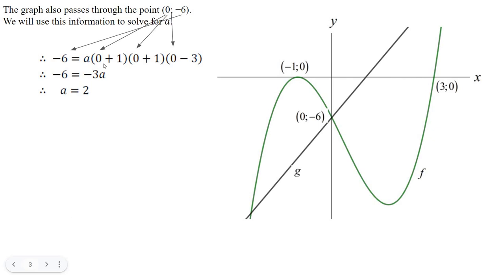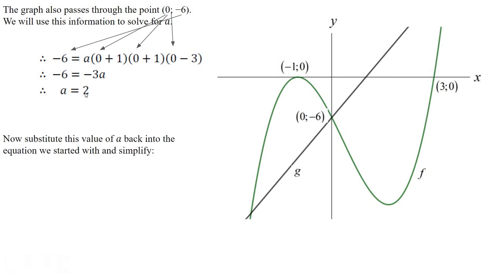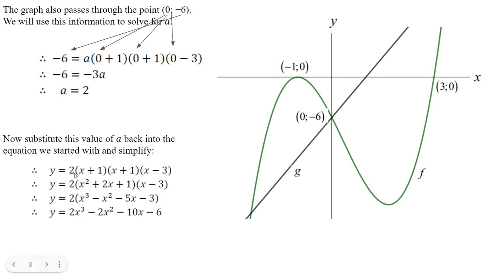Right there. And then, okay, this is just going to be 1 times, it's just going to be minus 3a. Divide by minus 3, a must be 2. And then all we do is take 2 and put it back into the equation. Put a 2 back in there.